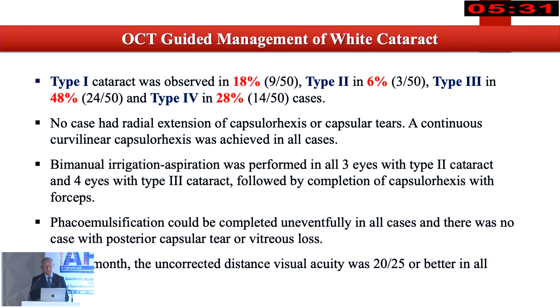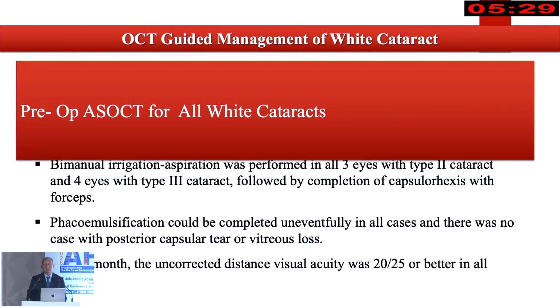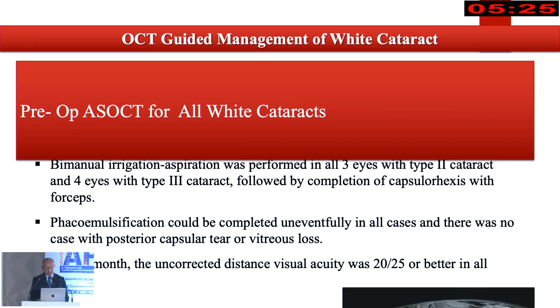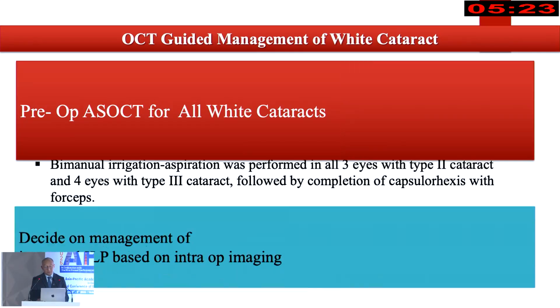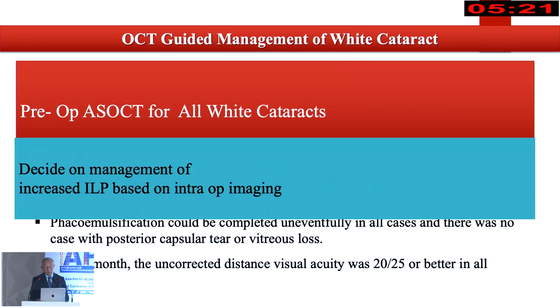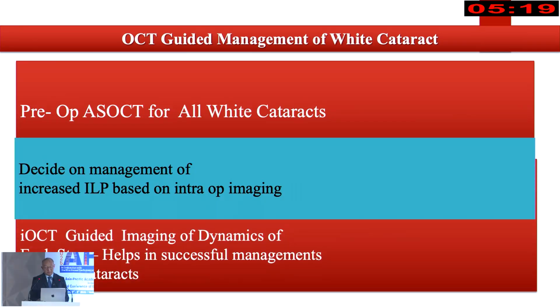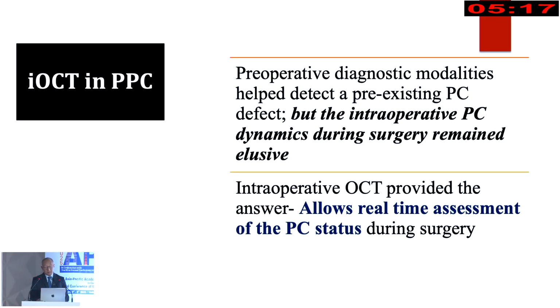In fact, now we normally look at all these cases through anterior segment OCT before we take them up for surgery. Look for the type of white cataract you have, and look for an intralenticular pressure rise. Then, if possible, image them and do surgery accordingly. So what we have learned in the white cataract is all white cataracts may not have a raised lenticular pressure. It depends on its morphology per se.